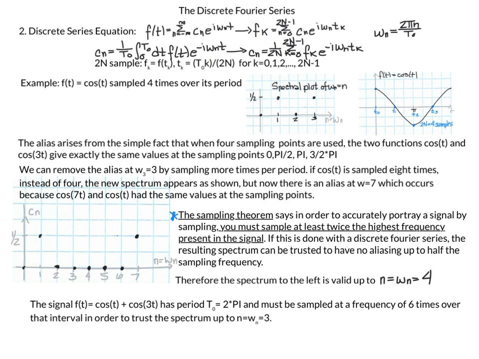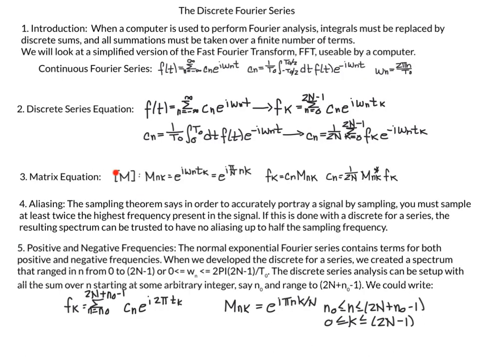The signal f of t equals cosine t plus cosine 3t has period T naught equals 2 pi and must be sampled 6 times over the interval in order to trust the spectrum up to omega n equals 3. And actually at this point we had gone straight from the matrix equation topic into aliasing. So the important thing is we have the sampling theorem that says in order to accurately portray a signal by sampling, you must sample at least twice the highest frequency present in the signal.